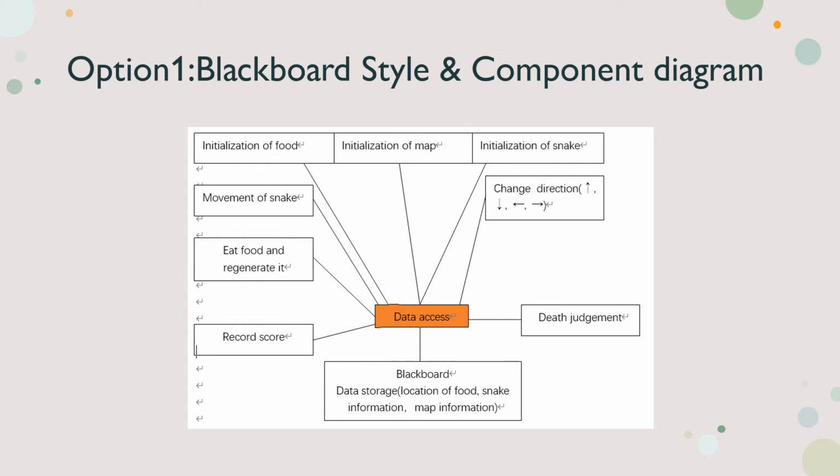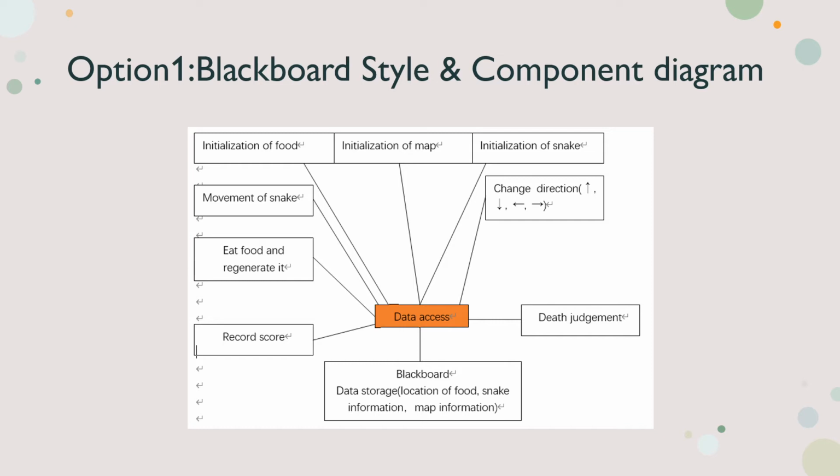And eat food and regenerate obtains the information about snake and food from the blackboard and checks if the coordinate of the snake head equals the coordinate of the food. If so, then it means that the snake has eaten the food and this component will generate a new food on the map except the snake body. It will provide the updated coordinate of the food and the length of the snake to the blackboard.